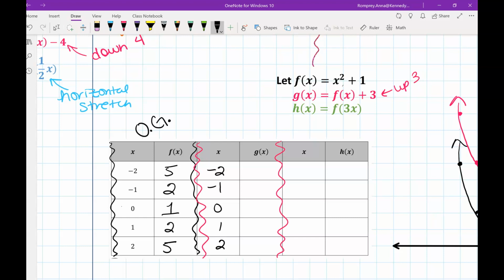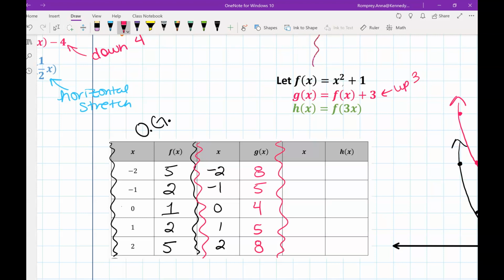Perfect. All right, and now again, what are we doing to all of our y values? Just adding 3. So 5 plus 3, 8. 2 plus 3, 5. 1 plus 3, 4, 5, and 8.